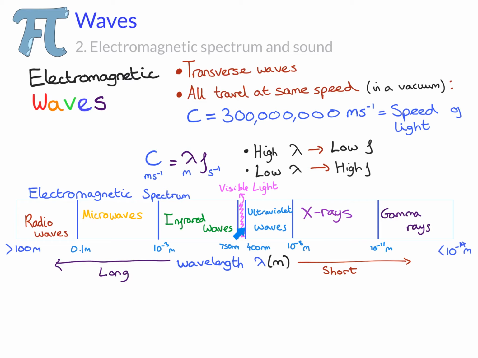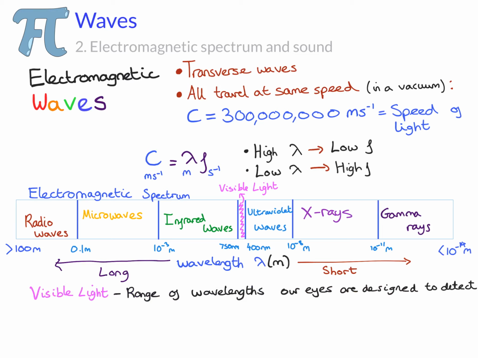Why do we call this segment here the visible light segment? It is because this is the range of wavelengths that our eyes are able to detect, detecting them and then sending signals to our brain that create a visual interpretation for what is being detected. This doesn't mean that other electromagnetic wavelengths don't hit our eyes. It just means that our eyes aren't designed to detect them.